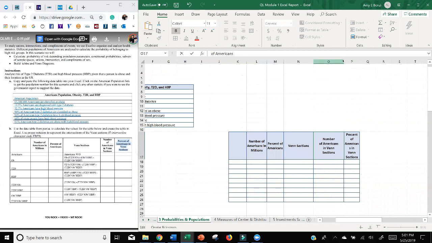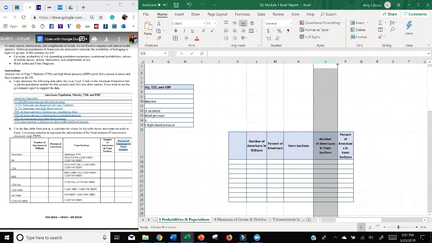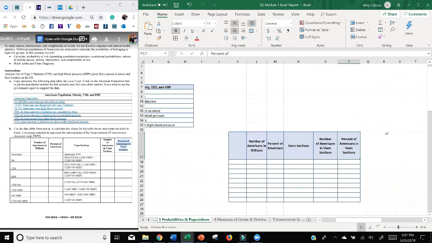And then you see on this next one, it says "% of Americans in the Venn section" where the S is on another line. We don't ever want that to happen. We always want it to look nice and neat. All right, guys, we're getting somewhere.